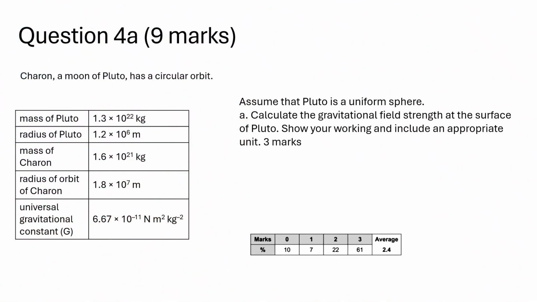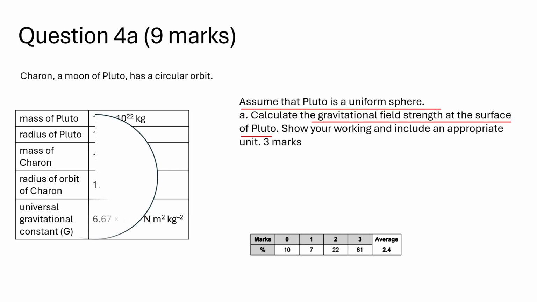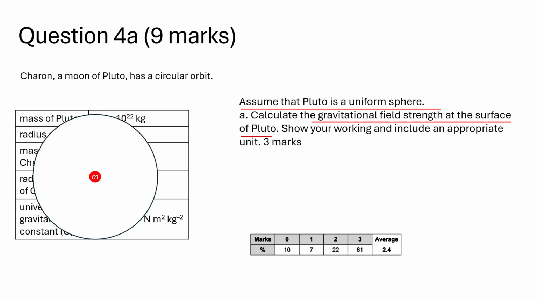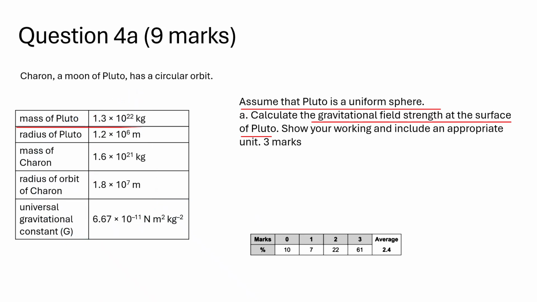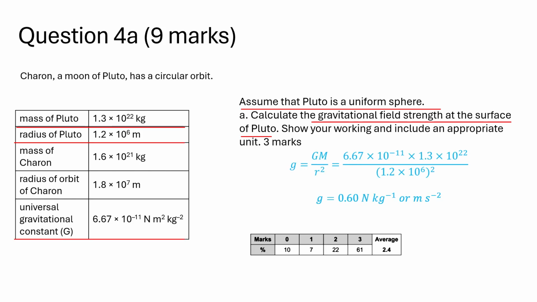To calculate the gravitational field strength at Pluto's surface, we assume Pluto is a uniform sphere. Under this assumption, its entire mass can be treated as if it were concentrated at its center, meaning the distance from the center to the surface is simply the radius of Pluto. By substituting the values for Pluto's mass, this radius, and the universal gravitational constant, G, into the gravitational field strength formula, we can determine the final value.